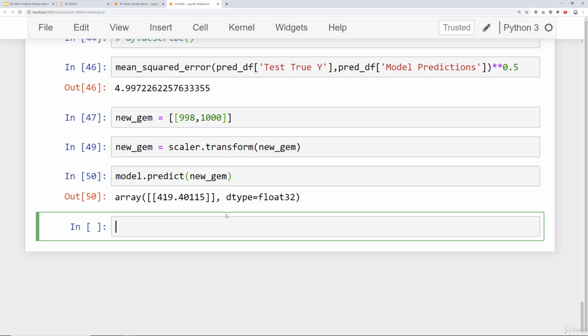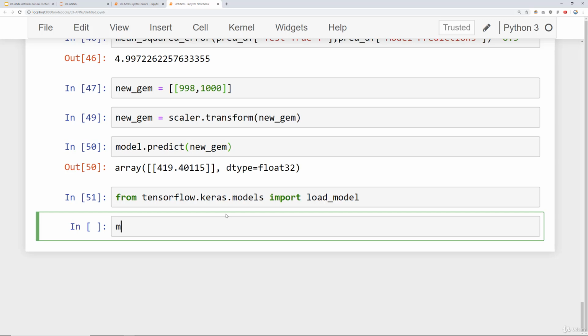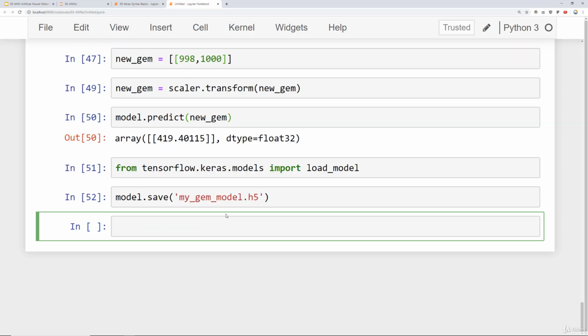And Keras makes it quite easy. We simply say from tensorflow.keras.models import load_model, and then I take my current existing model and I save it as a HDF5 file. So I can say some string, myGemModel.h5, run that, and now what I can do is use the load_model command.